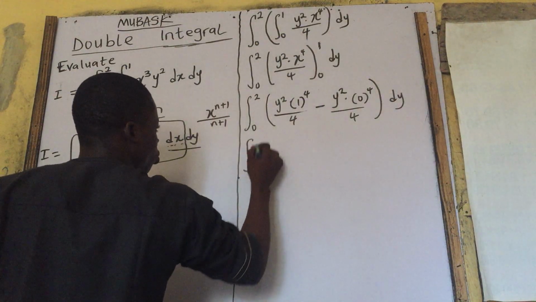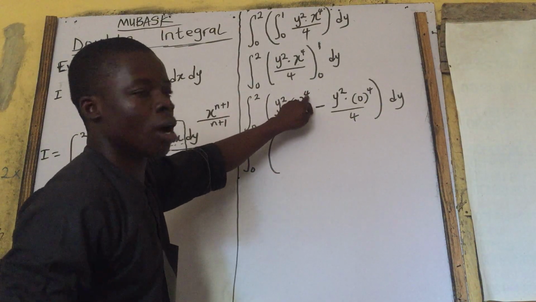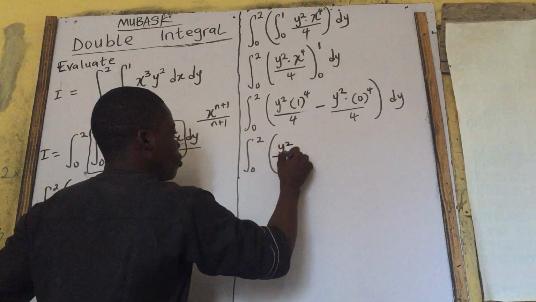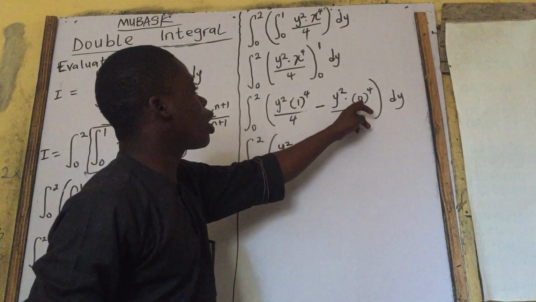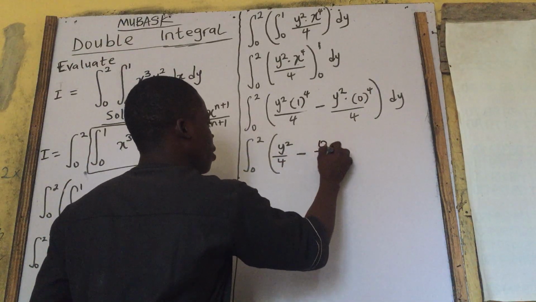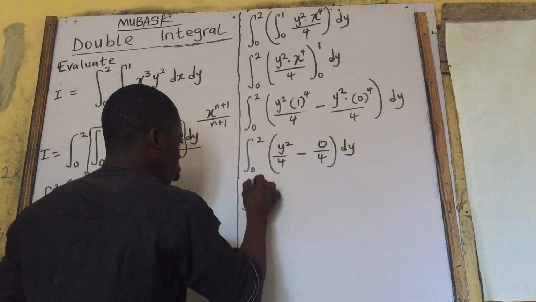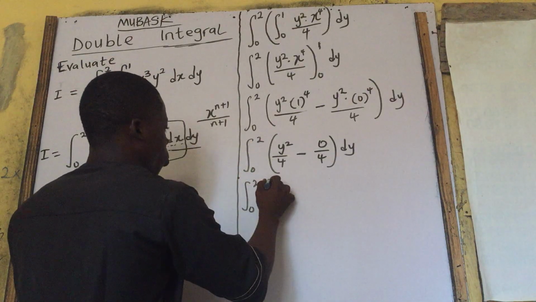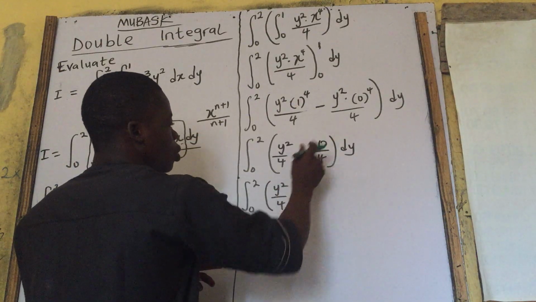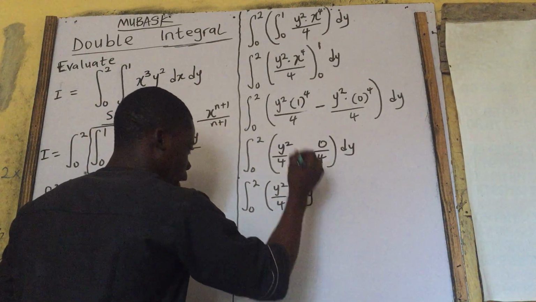Now integral 0 to 2, open bracket, 1 raised to power 4 is 1. 1 multiplied by y square gives us y square divided by 4, minus 0 raised to power 4 is 0. 0 times y square gives us 0 divided by 4, dy. Now integral 0 to 2, open bracket y square divided by 4 minus 0 divided by 4 gives us 0. So this is gone, close bracket, dy.